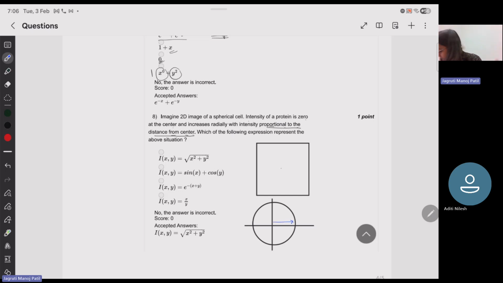So for this particular case, let's say radius r. Now they are saying that the intensity is proportional to the distance r. So it is nothing but increasing with this point. So how do you represent an equation of radius?